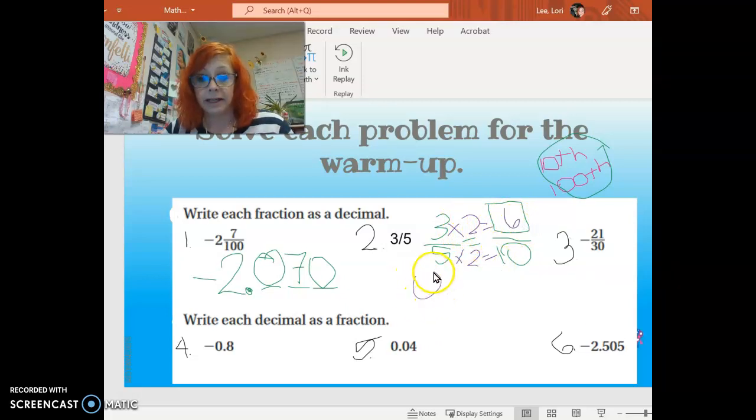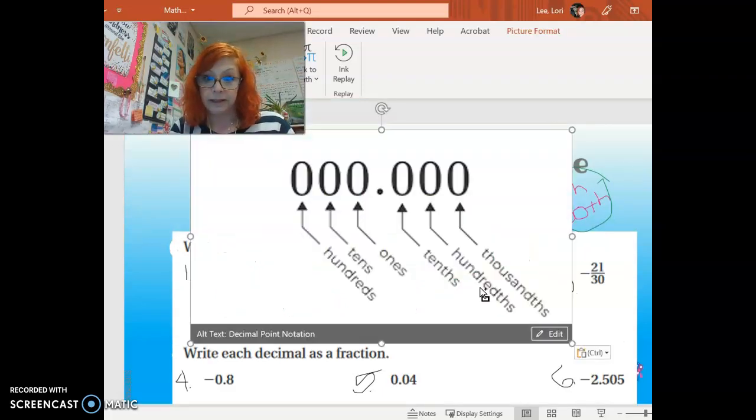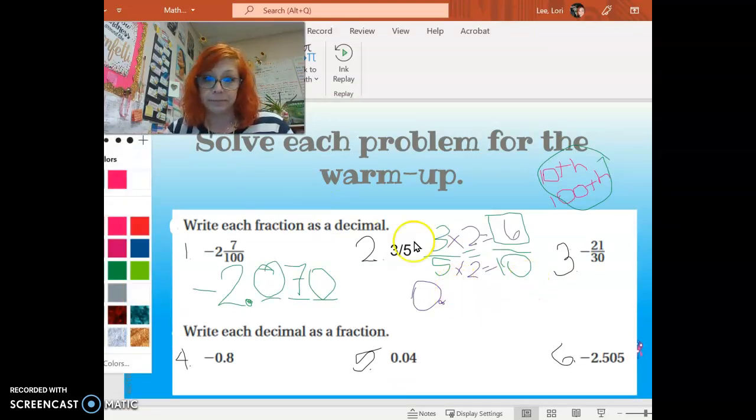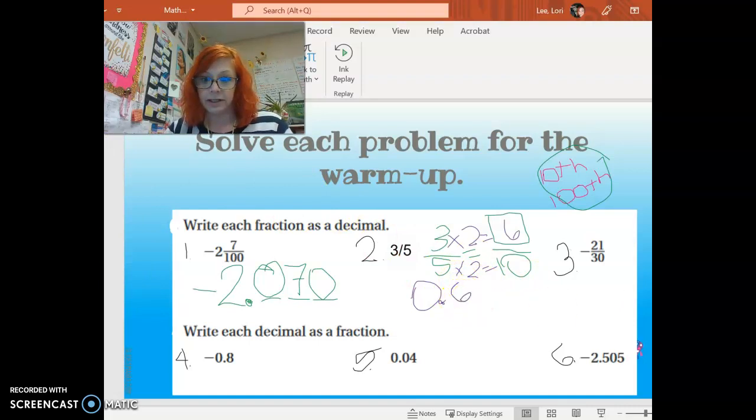Okay, how do I write that as a decimal? I know I don't have any whole numbers. And if you remember, right there, where's the tenths? Right next to the decimal, which means this would become 6/10, just like that. Okay? I'm not going to totally answer this one for you, but I'm going to tell you it can be reduced to something over 10. And don't forget your negative. This is a negative over here.